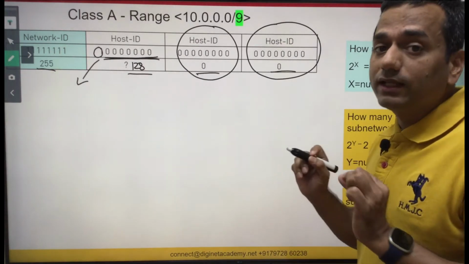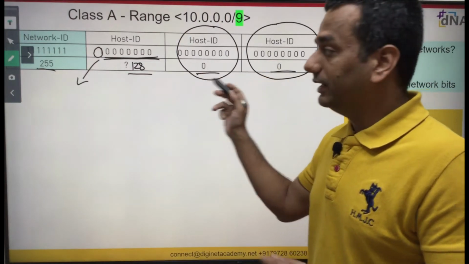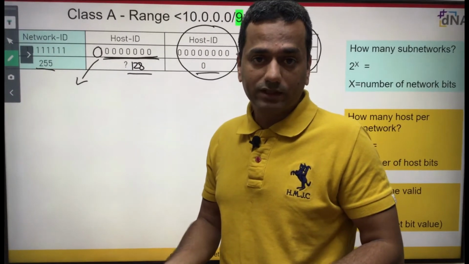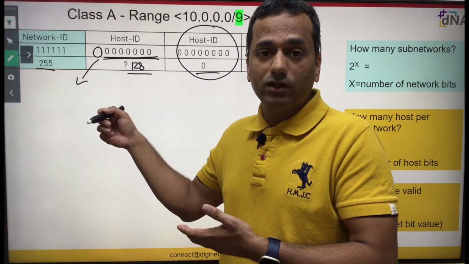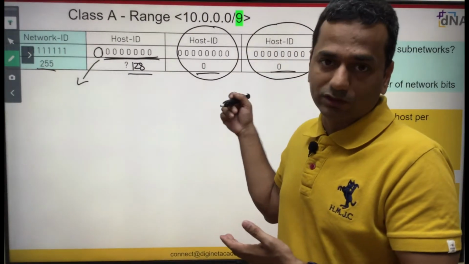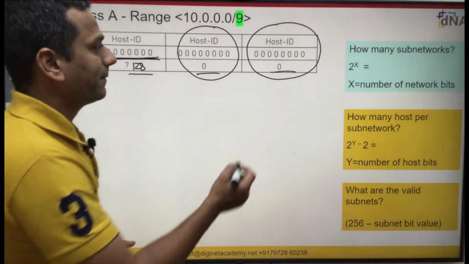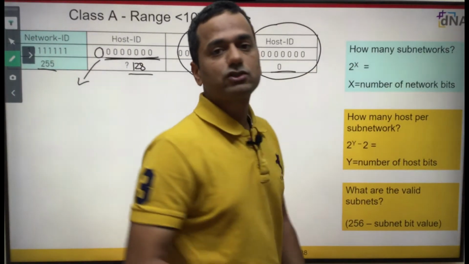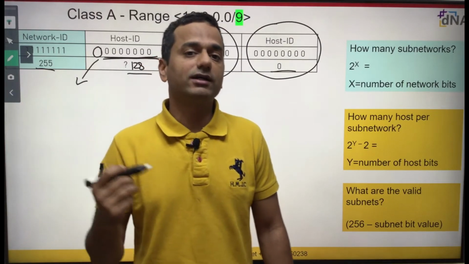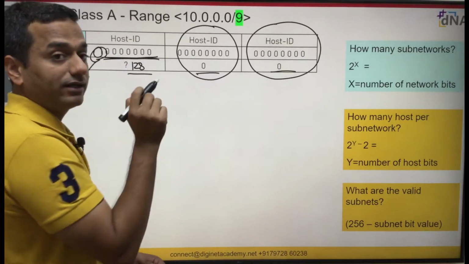So don't think much here: the third octet and the fourth octet. Anyway, the first octet is for my major network. We have the increment in the second octet, and the third and fourth octets are purely host portion. Got it? So let's get started. How many subnetworks? 2 raised to power x, where x means the number of subnetwork bits. So how many subnetwork bits do I currently have? Only 1 subnetwork bit.